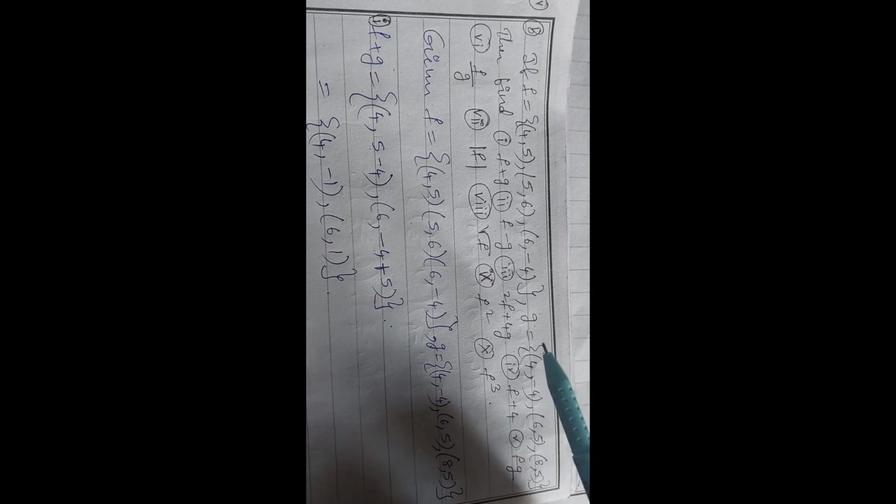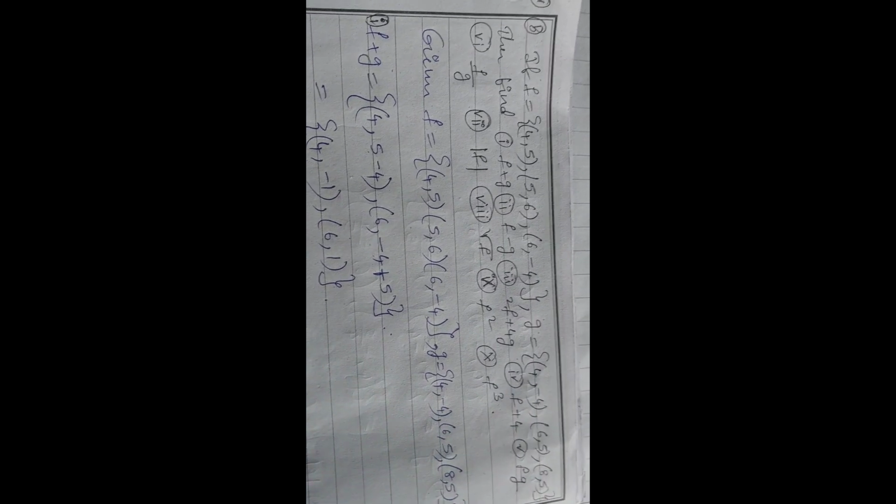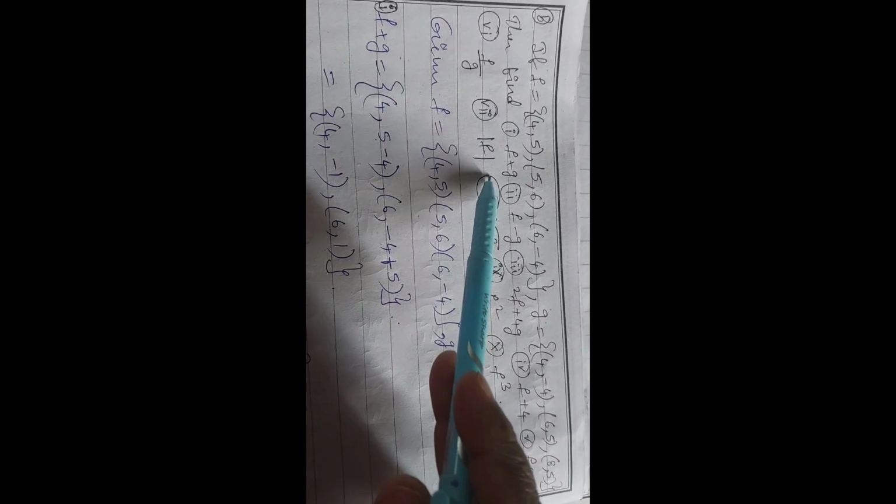F is equal to {(4,5), (5,6), (6,-4)} and G is equal to {(4,-4), (6,5), (8,5)}. Then find f plus g, f minus g, 2f plus 4g, f plus 4, f into g, f by g, mod f, root f, f square, f cubes.